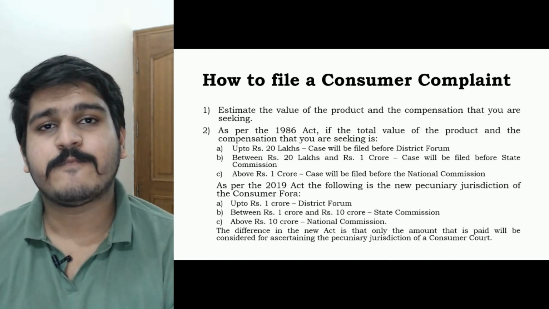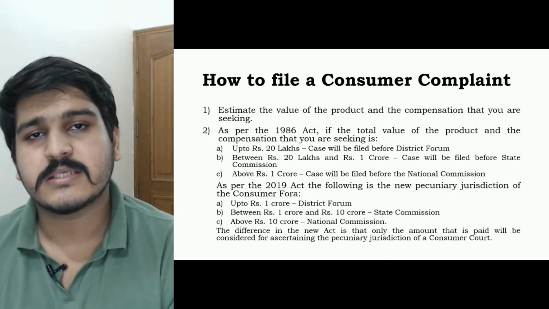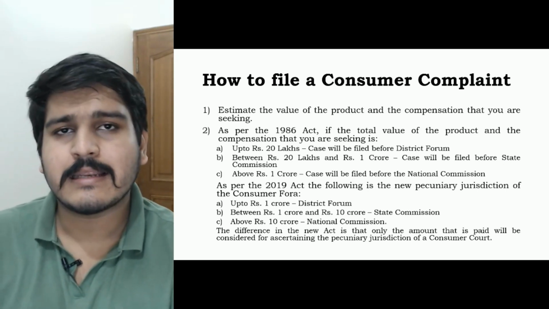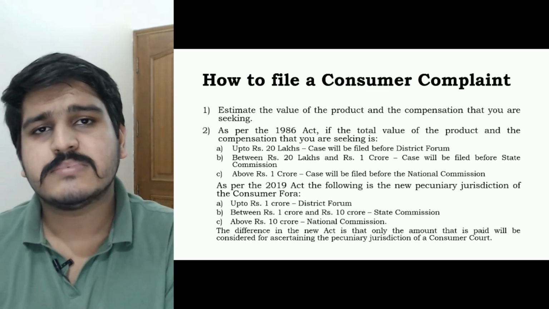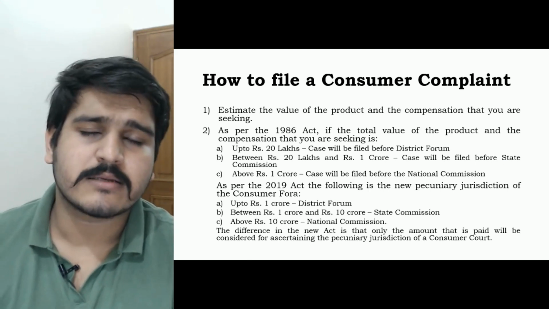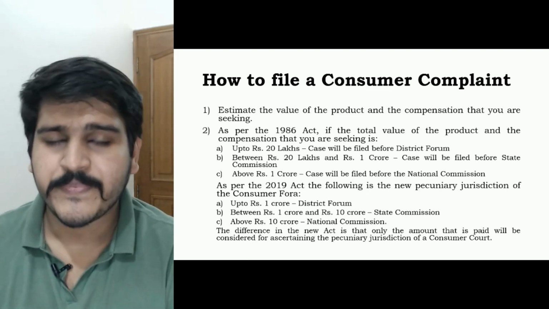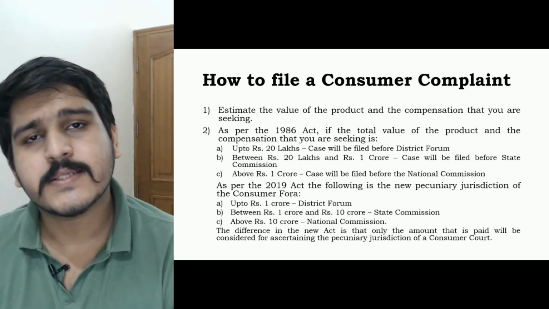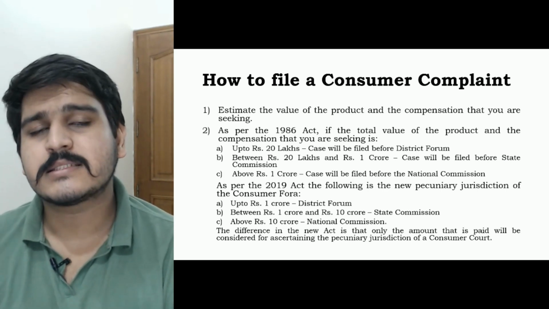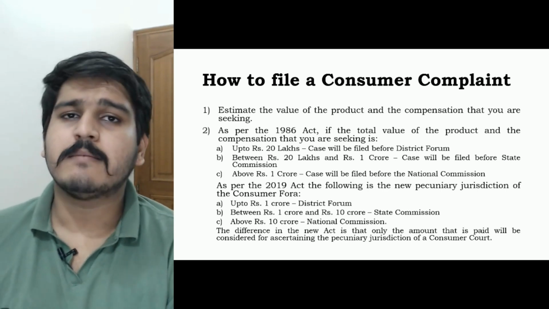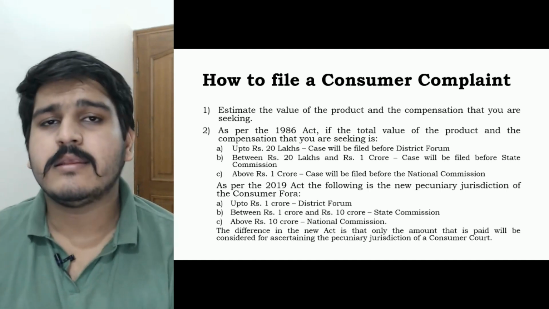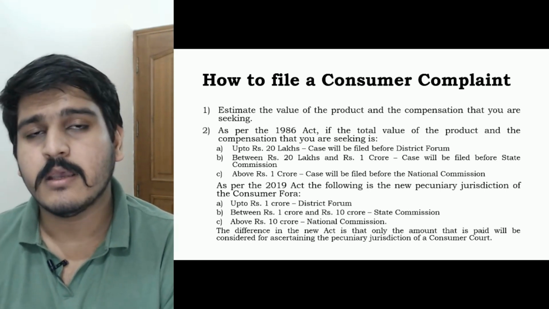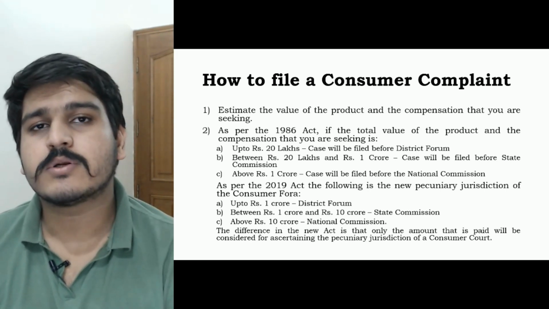So let us say that I have purchased a property worth rupees 70 lakh, and there is a delay in delivery of possession, and I am seeking compensation for mental agony, interest, etc., to the tune of rupees 40 lakh. And out of the amount of 70 lakh rupees, let us say I have paid only 40 lakh. Irrespective of that, since the value of the property is 70 lakh and the compensation that I am seeking is rupees 40 lakh, the pecuniary value of the matter would be 1.1 crores, and it would go to the National Commission.